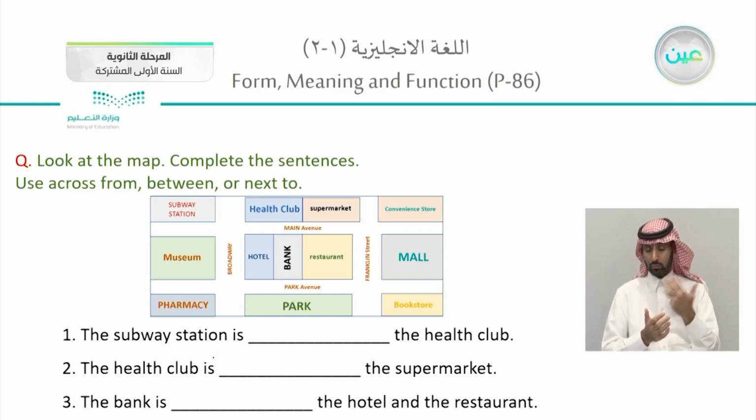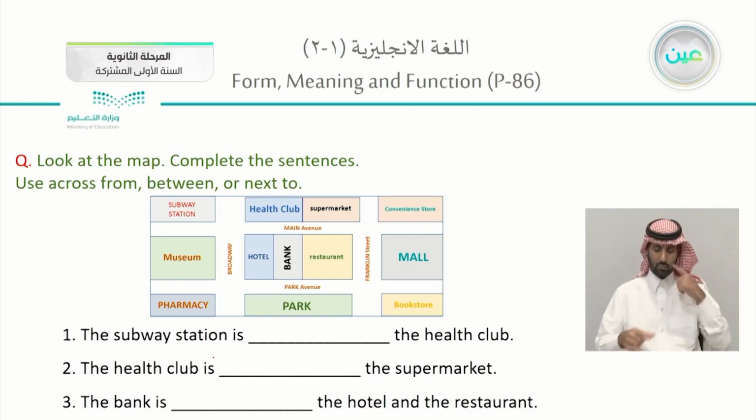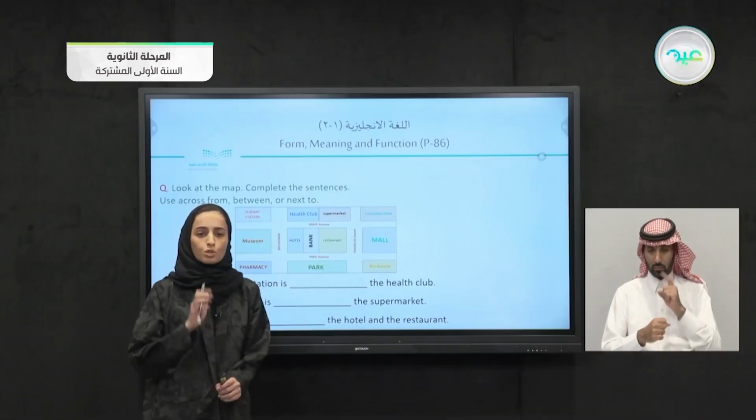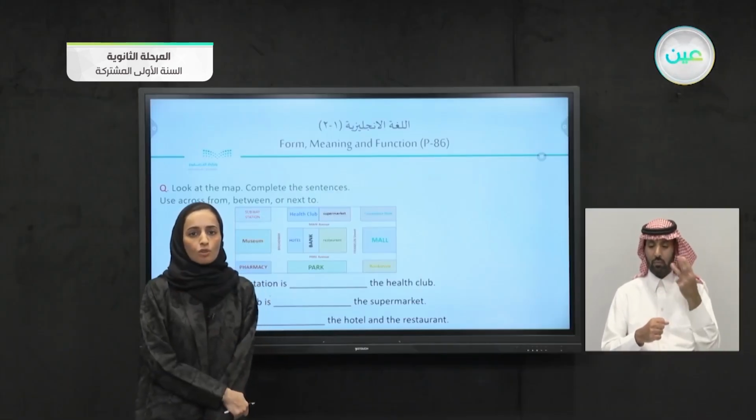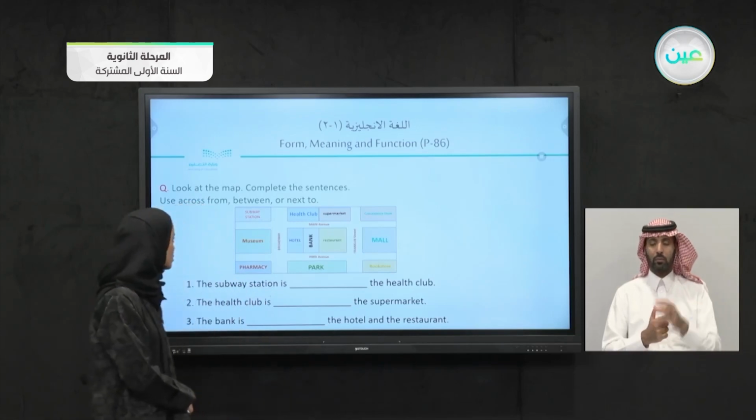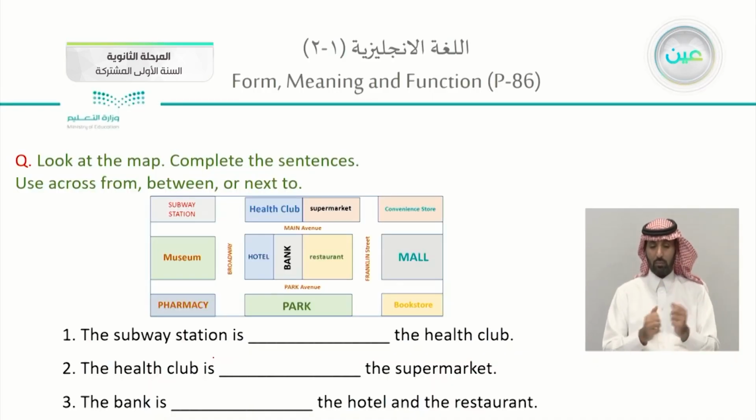At the beginning, look at the map, complete the sentences, use across from, between, or next to. So very specific. I want you to use these three prepositions of place: next to, between, or across from. The first thing that we will do, you will take some time to study the map.